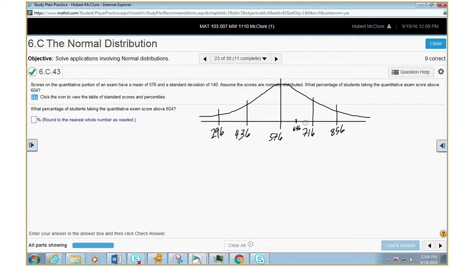They want to know 604. 576 to 646 is what? 70, half of 70 is 35. 30 plus this is 606. So 606 is right in here. So somebody tell me what z-score you think is going to fall around.